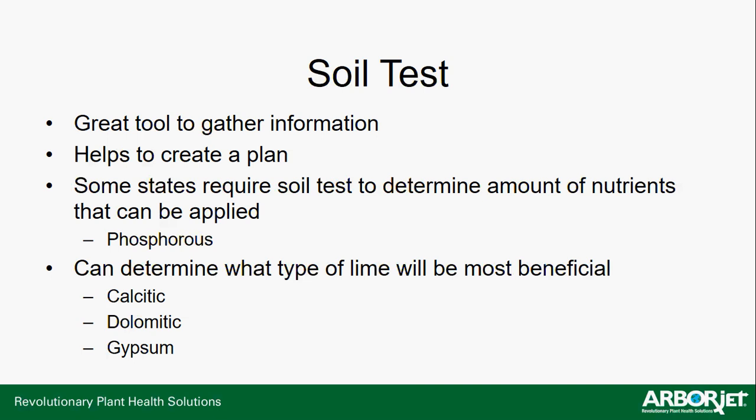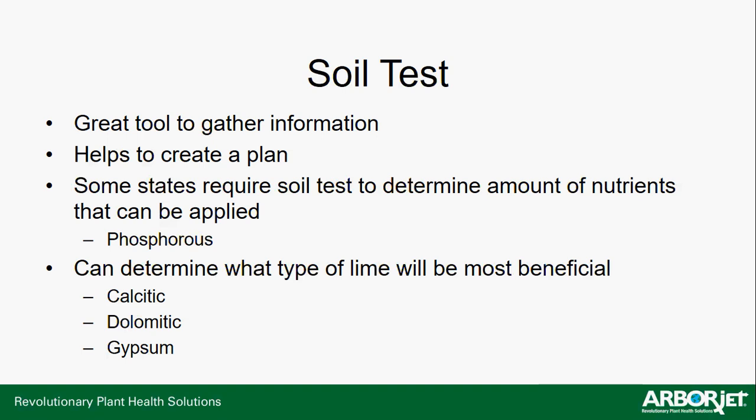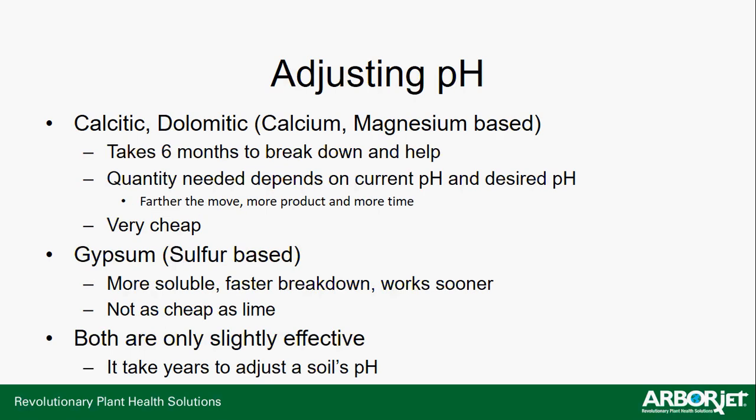It helps you create a plan on how to go about aerifying, fertilizing, and liming your plot of land. And again, some states require soil tests to determine what amount of nutrients you can apply, mainly in relation to phosphorus. And then doing the soil test will also help you determine what type of lime you need to use, whether you're lacking in calcium, magnesium, or sulfur, or if you're not lacking in either, then that gypsum would be a great tool because it works a bit faster and it also helps flocculate your soil.